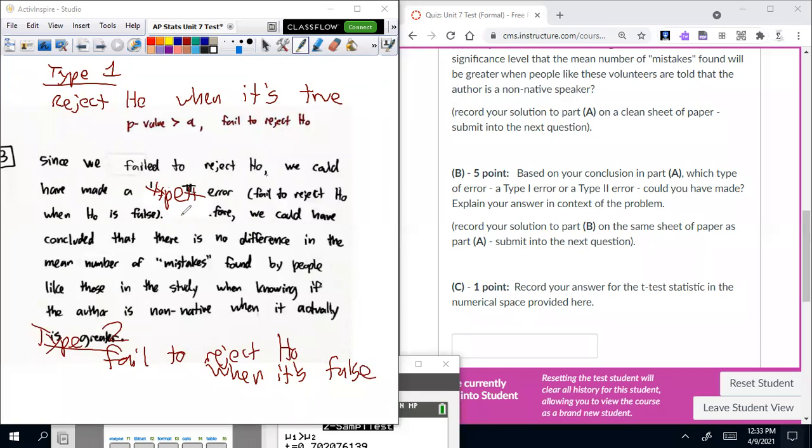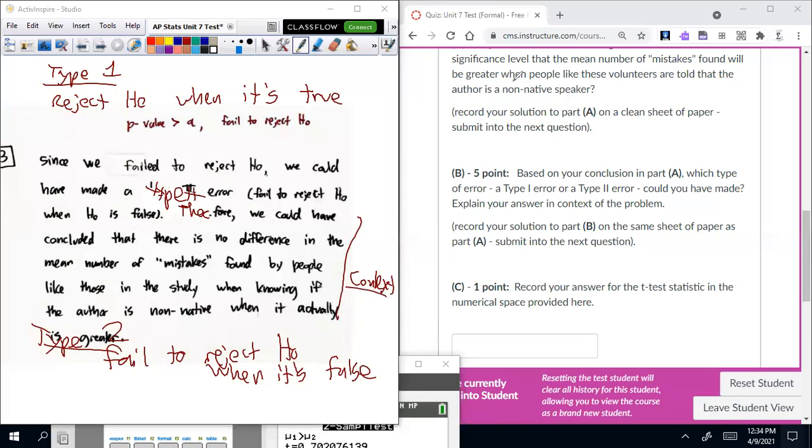So therefore, we could have concluded that there is no difference in the mean number of mistakes found by people like these in the study when knowing if the author is non-native, when it actually is greater. That would be a type 2 error. And that's just a rough explanation in context of why that is a type 2 error.